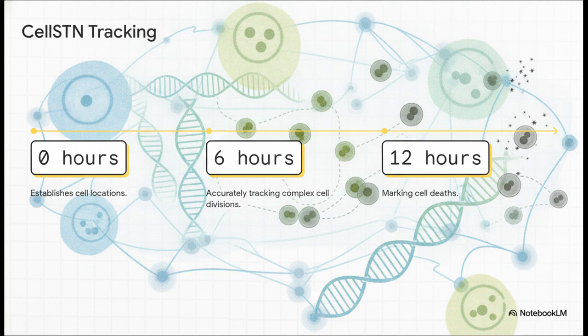CellSTN solves this by using bidirectional LSTMs. That means it literally scans biological video frames both forward and backward in time. So at 0 hours, it establishes cell locations. Fast forward to hour 6, and it's accurately tracking complex cell divisions. By hour 12, it's marking cell deaths. It's simultaneously learning what the cells look like and how they move. It's basically acting as this automated, multitasking tracker that understands cellular behavior completely holistically.